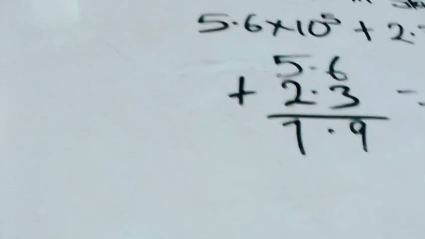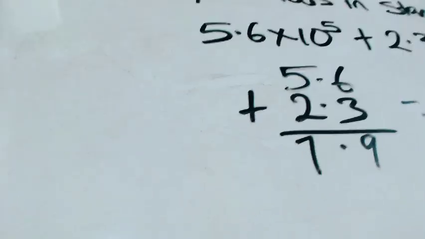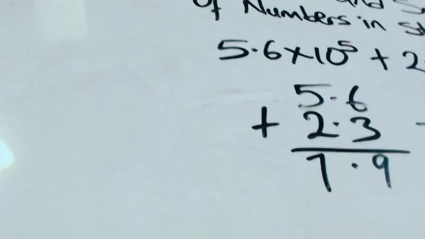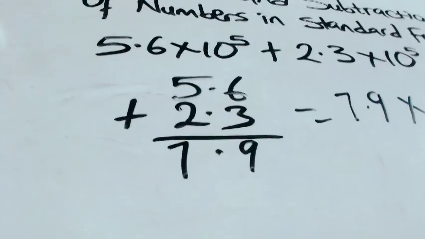So remember, to add or subtract numbers in standard form, first of all, check the powers of 10 to see whether they are the same. If yes, add or subtract the decimals. Then write your answer in standard form. Very simple. Let's take a look at this example.